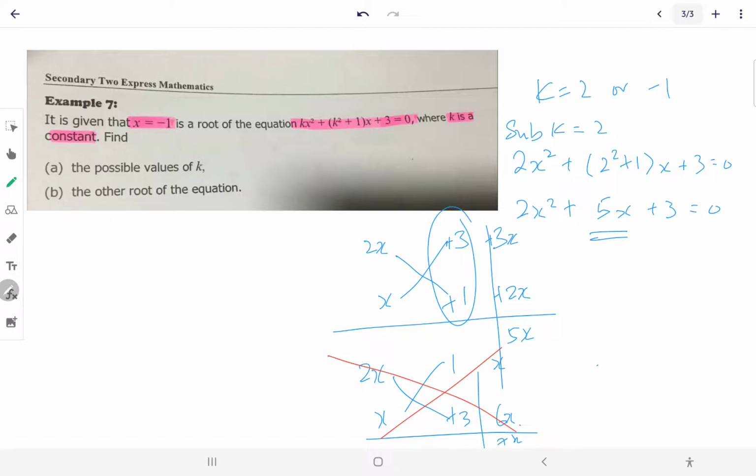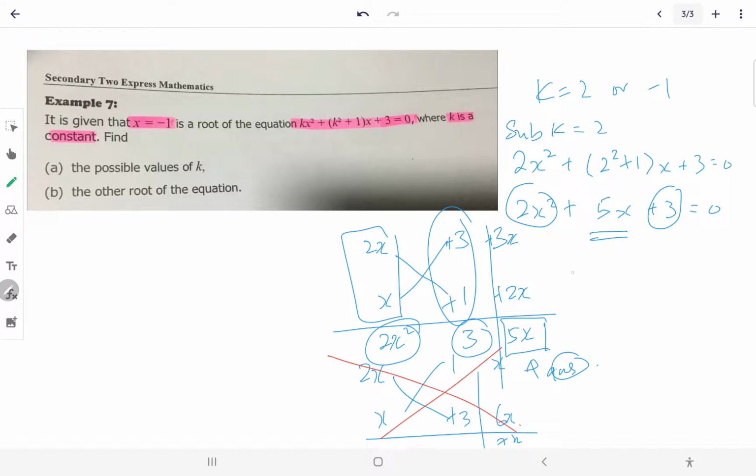So let's check the values. The values is 1 times 3 is 3. 2x times x is 2x. So this is the first value here. This one is the last value here. And the one in the middle is the answer of your multiplication. Okay? Clear? So these are how you do your factorization. Then at least you can do the checks lah.